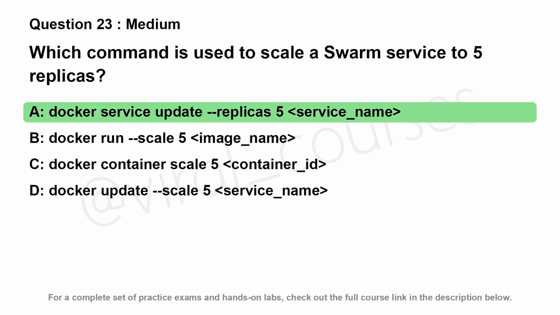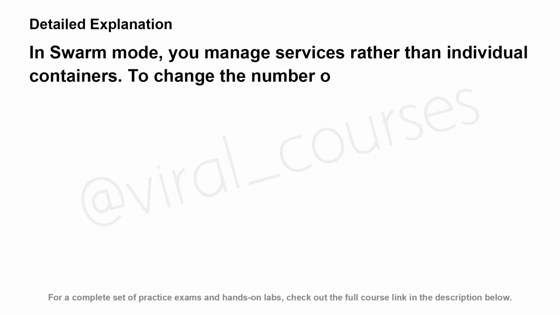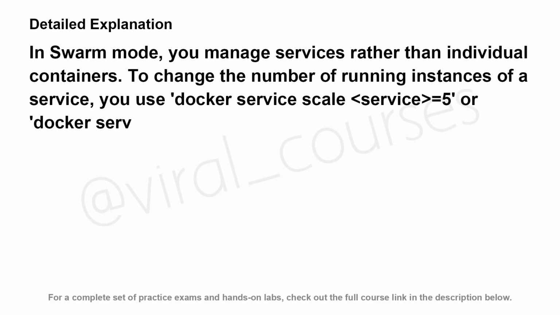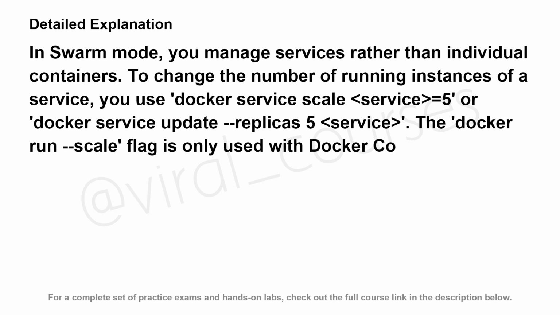The correct answer is A. In swarm mode, you manage services rather than individual containers. To change the number of running instances of a service, you use docker service scale <service>=5 or docker service update --replicas 5 <service>. The docker run --scale flag is only used with Docker Compose v1, v2 CLI.